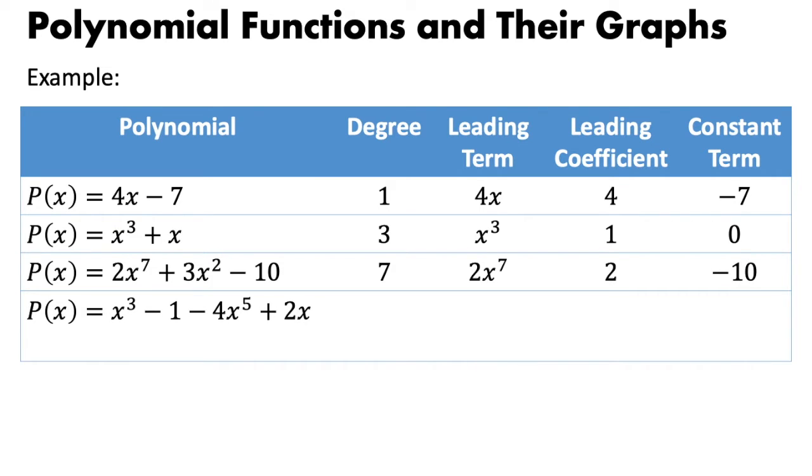And p of x equals x cubed minus 1 minus 4x to the 5th plus 2x. We need to first write a polynomial in descending order, and we can see that the degree is 5, and the leading term is negative 4x to the 5th. The leading coefficient is negative 4, and the constant term is negative 1.